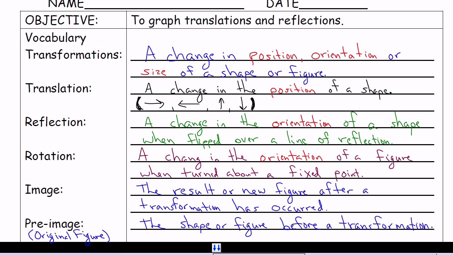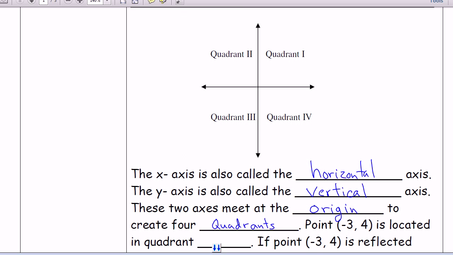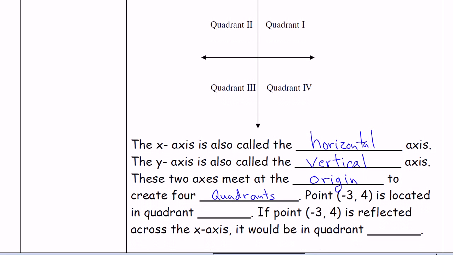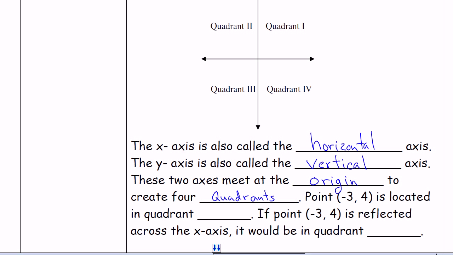Okay, so hopefully you wrote that down already. Now we're going to go to the next page where we talk about quadrants. Same page for you, different page for me. And then we know that the x-axis is the horizontal axis, so make sure that you label that correctly. Okay, and this one as the x-axis, this one the y-axis, because that's the vertical axis, going up and down. Now the two axes meet at the origin. Here's the origin, and they create four quadrants: quadrant 1, 2, 3, and 4.